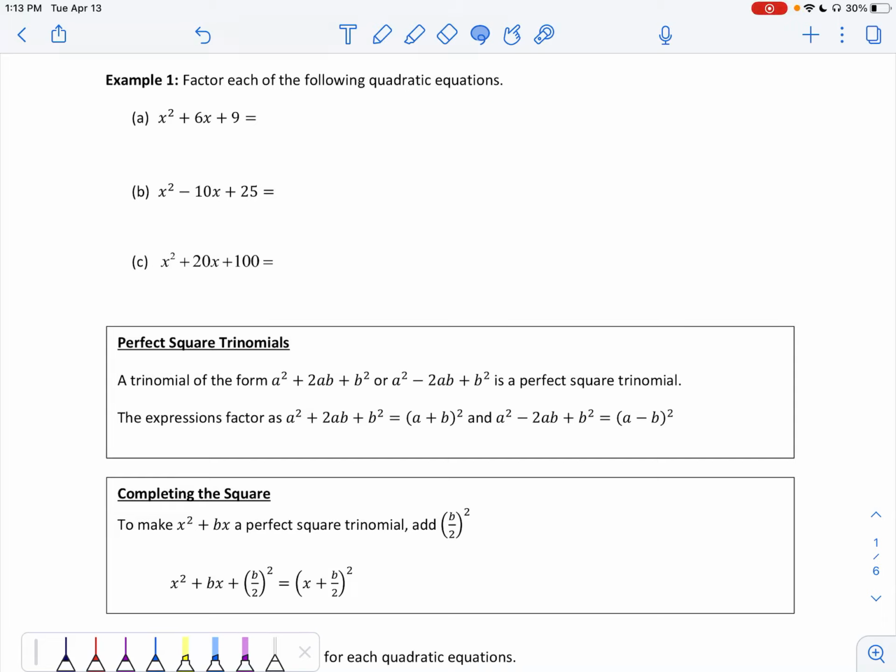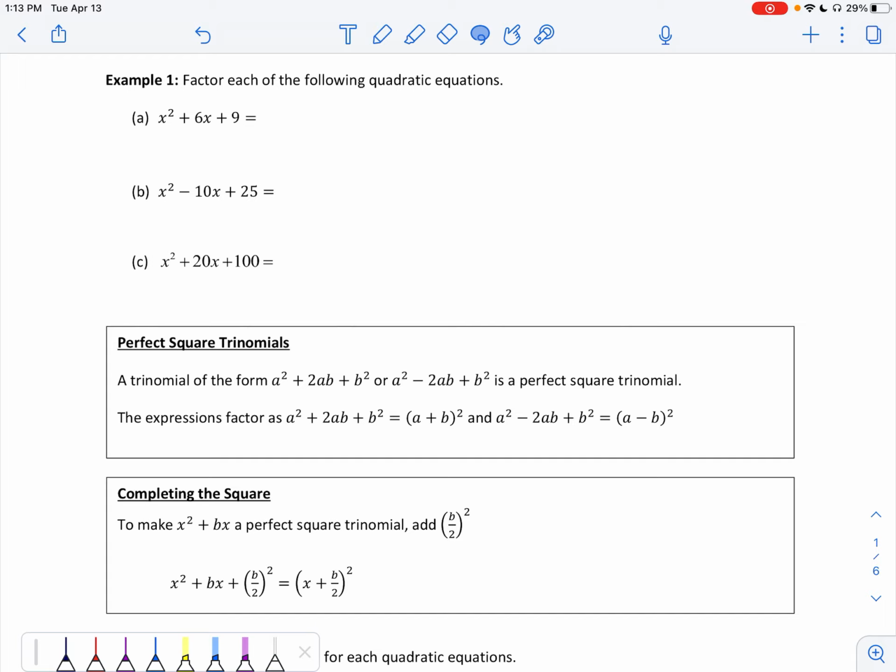Hi everybody. So in this first video, we're going to look at how to complete the square. This is something that you may have seen before, but we're just going to take a quick review of how to do this because this is going to be really important throughout this whole unit, okay?